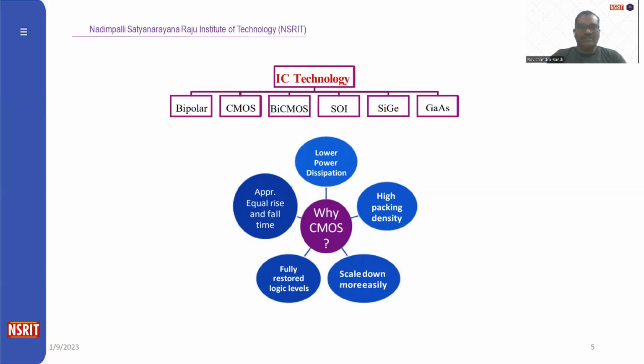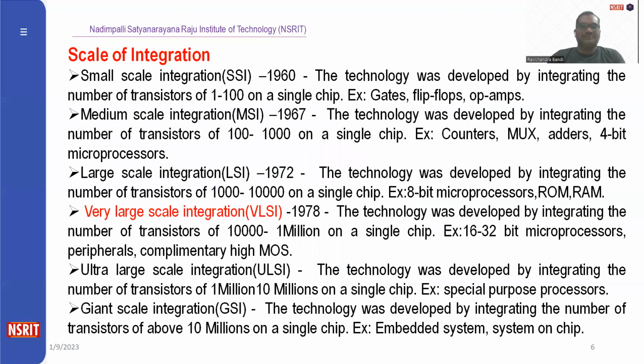Why is CMOS technology preferred? Because it has low power dissipation, high packaging density, and we can scale it down more easily, which means the size of the IC can be reduced. It also has fully restored logic levels and approximately equal rise and fall times. So these are the advantages of CMOS. That's why we prefer CMOS technology over other technologies for VLSI chip design.